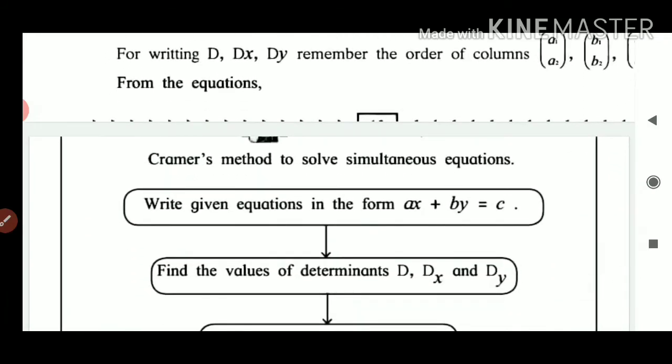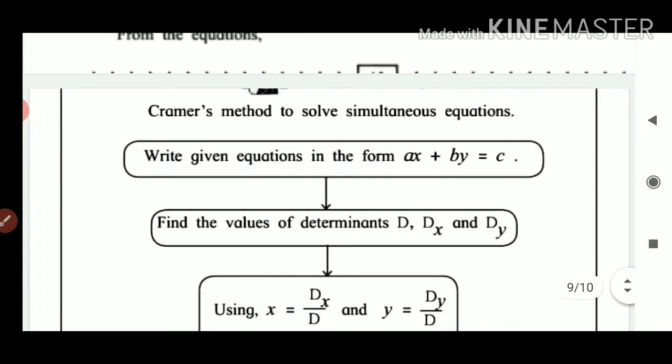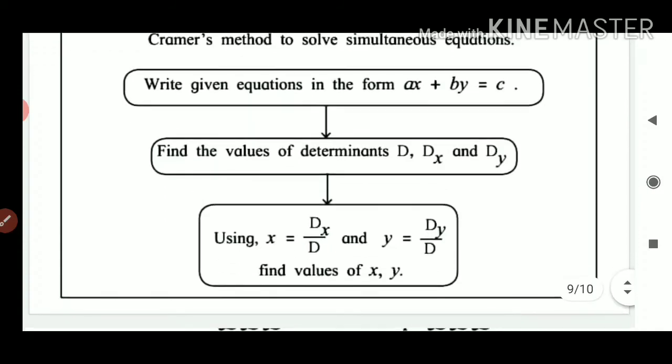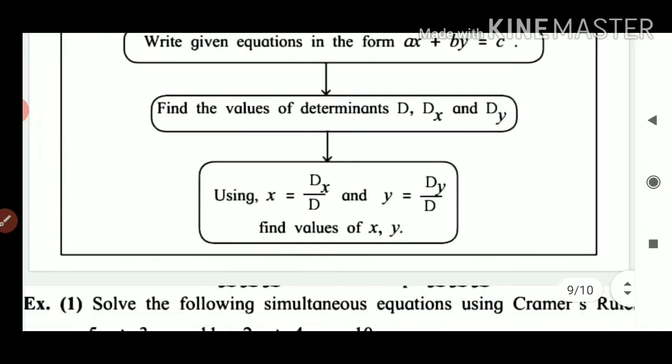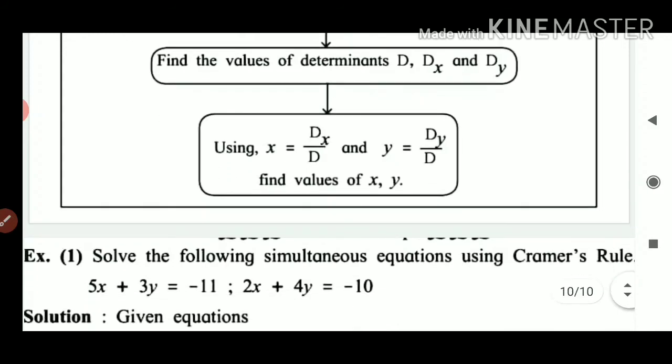When we solve the simultaneous equations by Cramer's rule or determinant method, the first step is we write the given equations in the form of ax plus by is equal to c. Then find the values of determinant D, Dx and Dy. Using the formula x is equal to Dx divided by D and y is equal to Dy divided by D, we find the values of x and y.